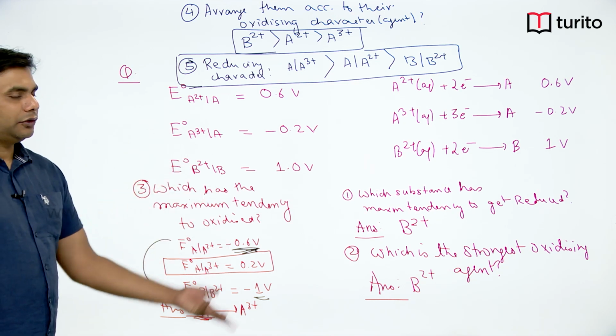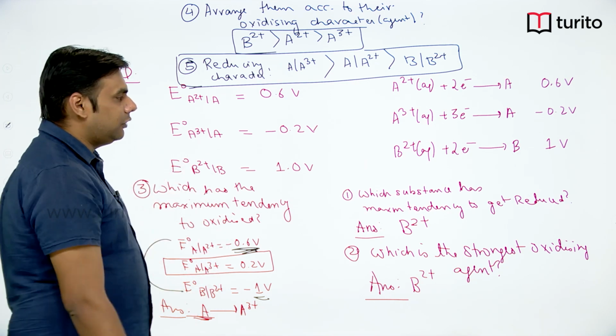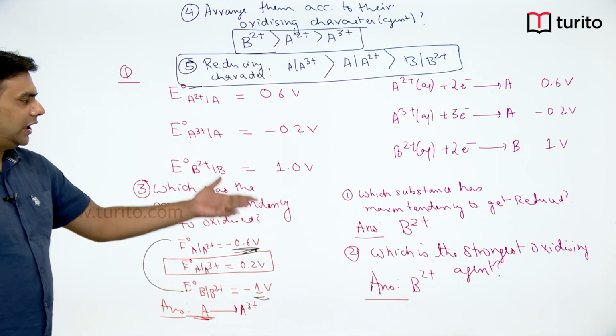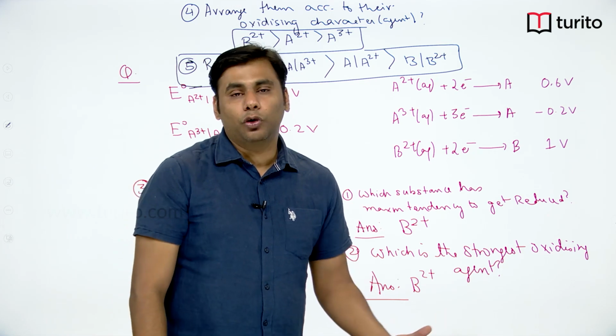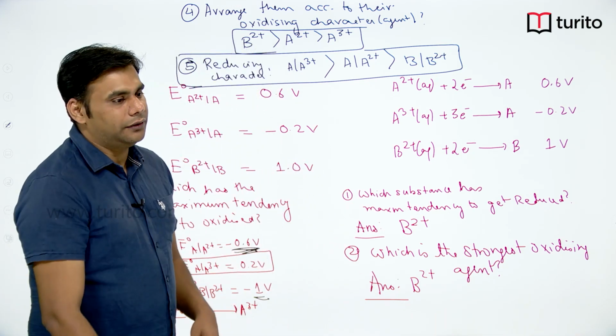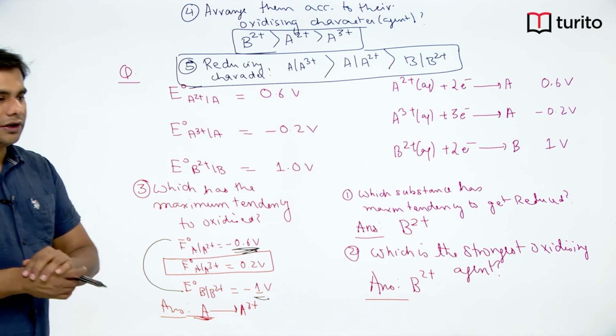So this is a very standard question that you can find in JEE Mains, BITSAT, state level examinations. A direct question comes where thermodynamic data would be given to you, and you have to predict which is the stronger oxidizing agent, which is the stronger reducing agent, which will have more tendency to get oxidized or reduced. So hope this concept is clear to you.